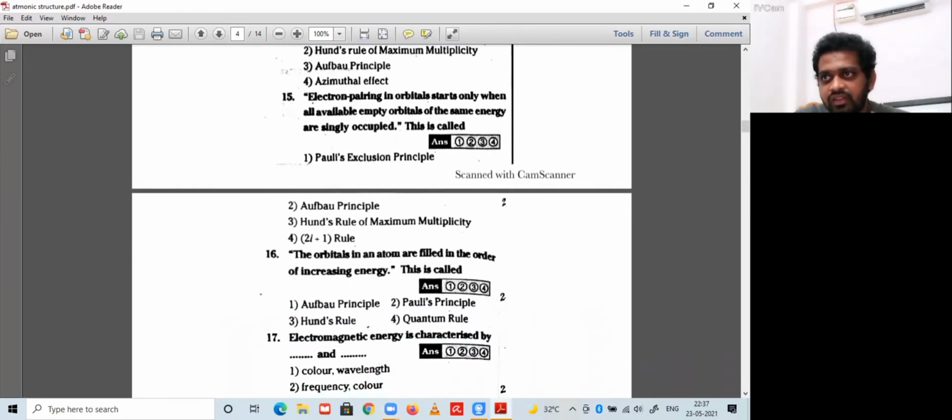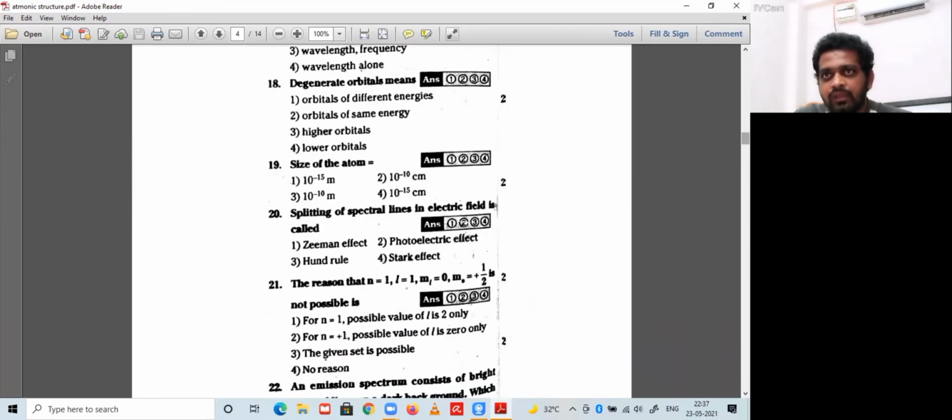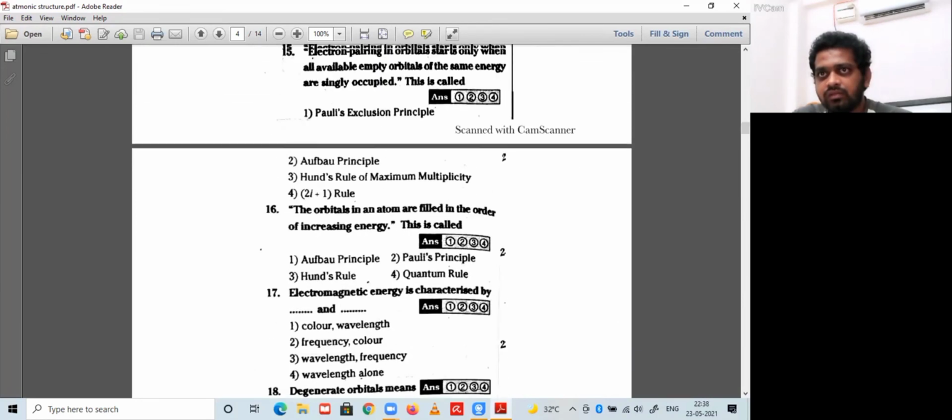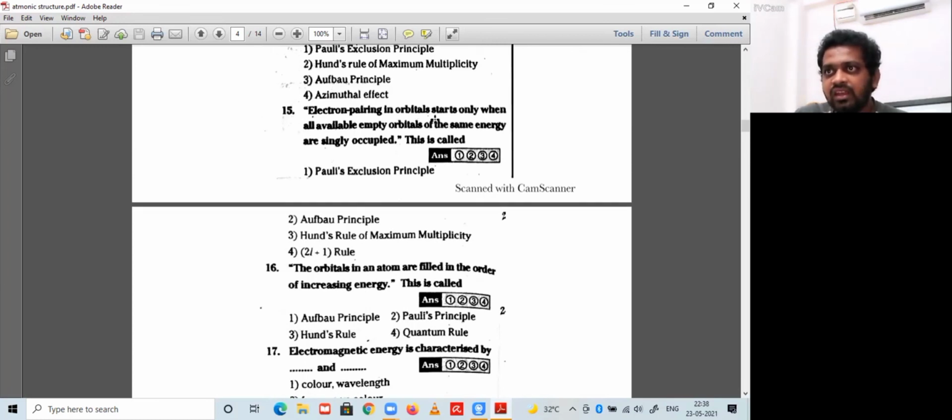Coming to the 15th question. Electron pairing in orbitals starts only when all available empty orbitals of the same energy are singly occupied. This is nothing but Hund's rule. See, look here. I am distributing 5 electrons in the p subshell. The p subshell will have px orbital, py orbital, and pz orbital. So the first electron will be filled in the px. Then the second electron will be in the py. Then the third electron will be in the pz.